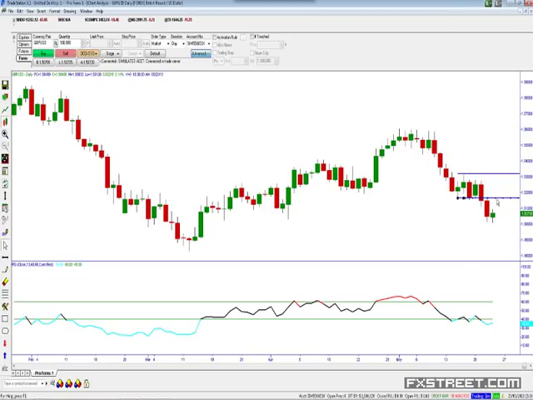If we were to come back up, I'm not going to take this short because it's not a qualified supply zone, but if it were, I would not want to see the RSI going above 60. If the RSI stays below 60, then I would be okay with a short. If it does go above 60, I would not expect that trade to work out, and therefore I probably wouldn't take it.